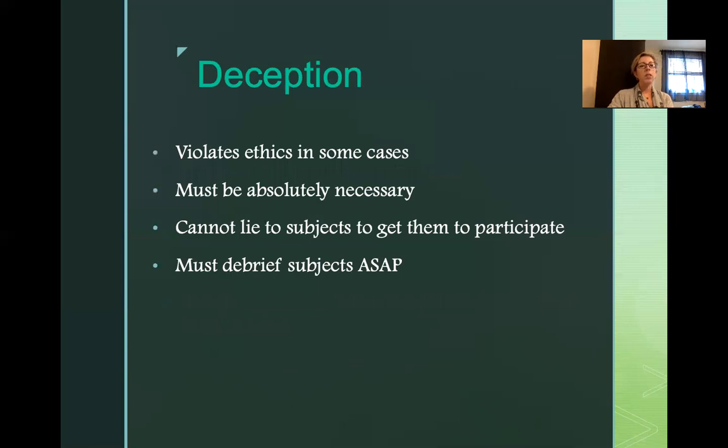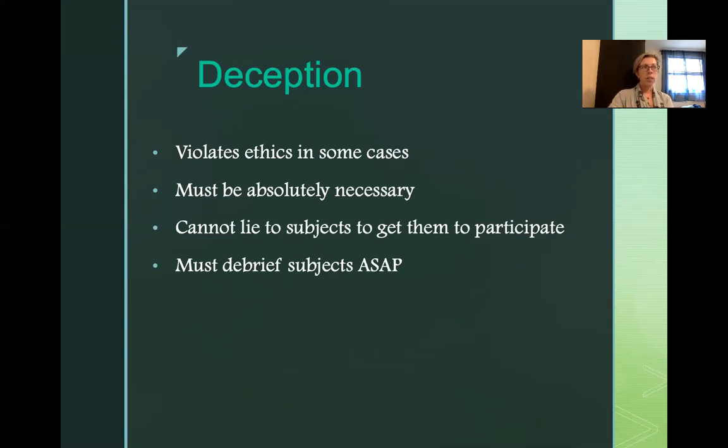Okay. So deception. Deception can be unethical in some cases. You've got to show that deception is absolutely necessary to study your topic of interest. One of the main rules about deception is that you can't lie to subjects in order to get them to participate. So you have to be honest about what the procedure is going to be. You can be deceptive about what your purpose in the study is, what your hypothesis is, right? You can keep them blind in that respect to your hypothesis, but you can't lie about what is going to occur to them or what they're going to be involved in.